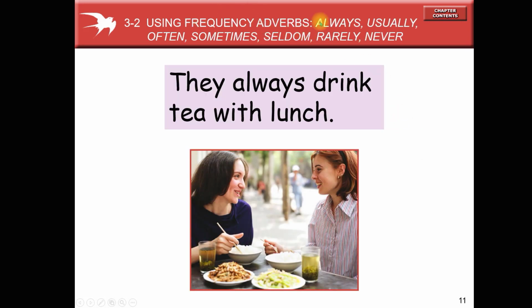Frequency adverbs. Always, usually, often, sometimes, seldom, rarely, and never. Now, take a look at this example. They always drink tea with lunch. Always means all the time. Okay?